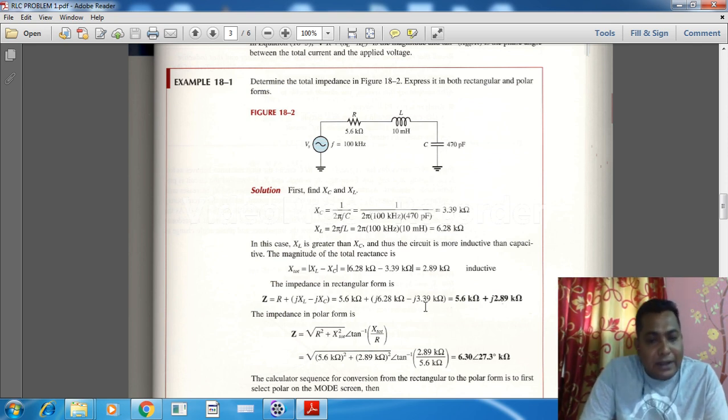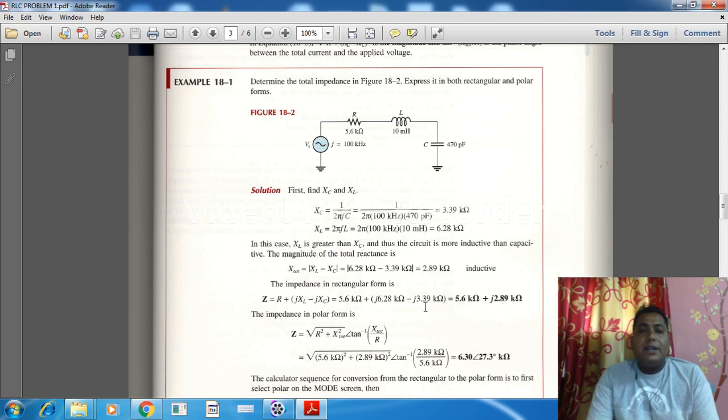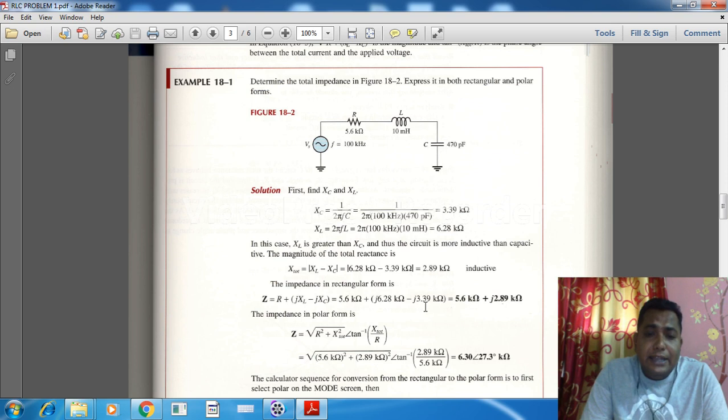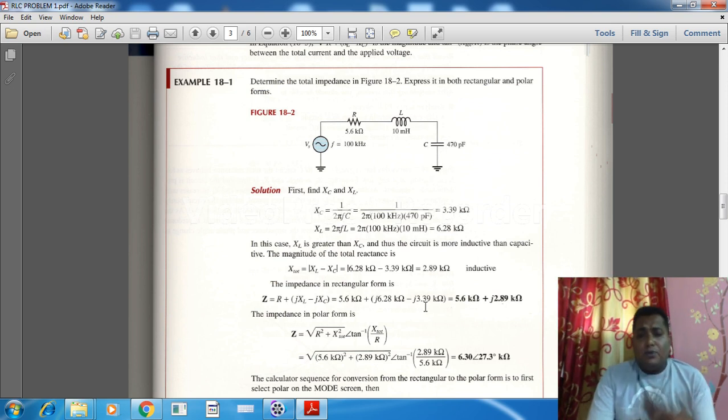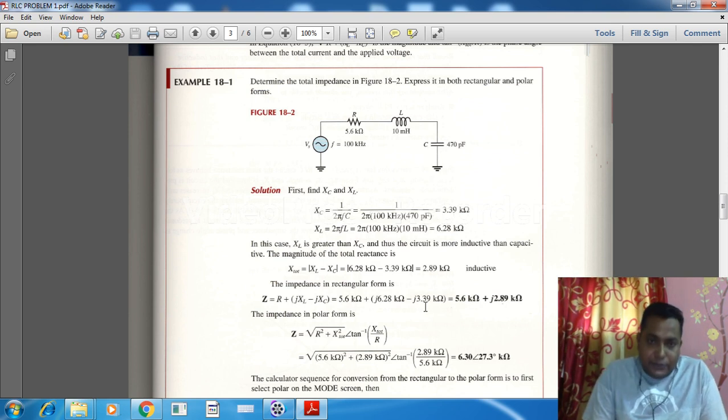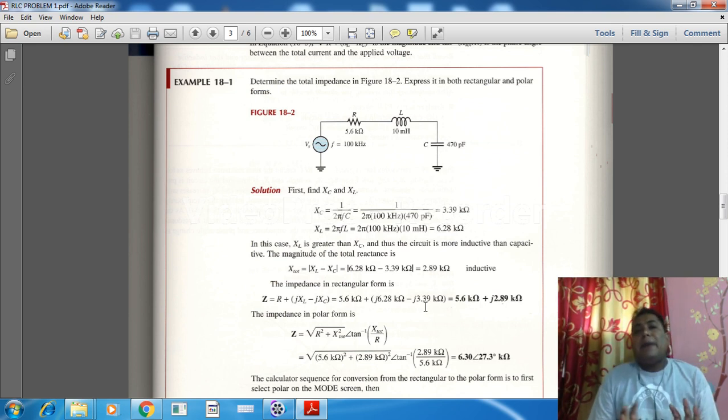If we plug those values in, what we get is: R value is 5.6 kilo ohm squared plus the net reactance value, what is the net reactance value, 2.89 kilo ohm, squared, and there is a tan inverse of the net reactance 2.89 by the resistance value, that is 5.6. Whatever value we get, that is the magnitude and that is the angle. Rectangular means x plus jy format, and polar form means there is a magnitude and angle, the r theta format, a magnitude and with that an angle.